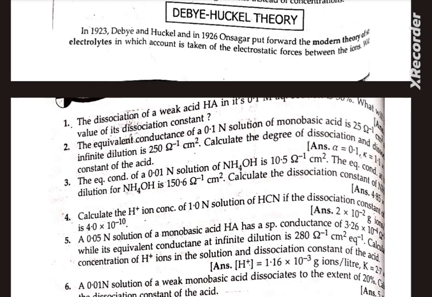Debye-Huckel theory. In 1923, Debye and Huckel, and in 1926, Onsager, put forward the modern theory of electrolytes, in which account is taken of the electrostatic force between the ions.